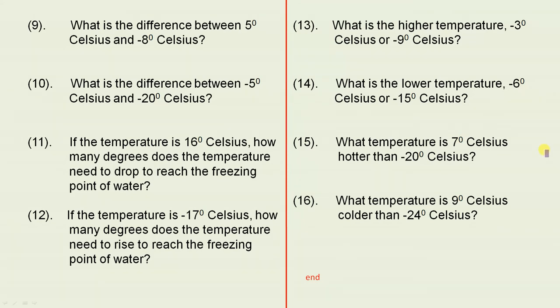What temperature is 7 degrees Celsius hotter than minus 20 degrees Celsius? What temperature is 9 degrees Celsius colder than minus 24 degrees Celsius?